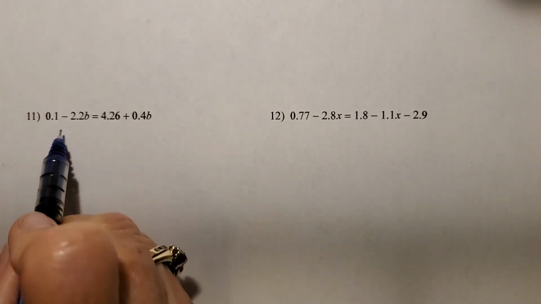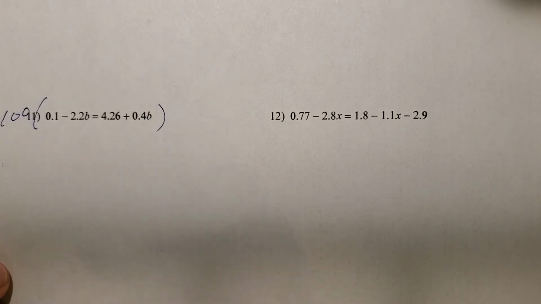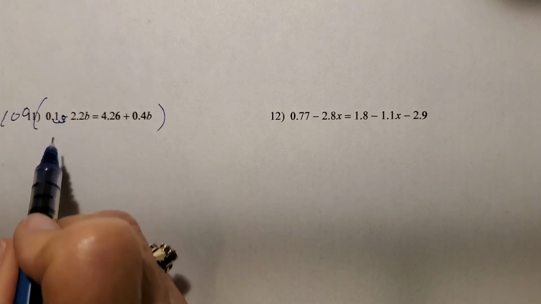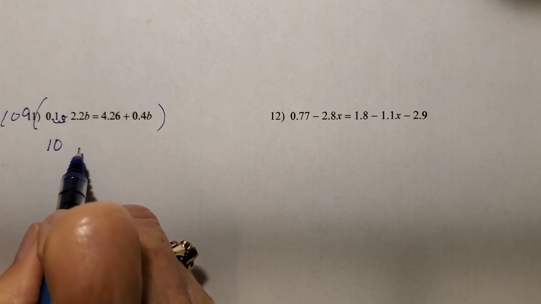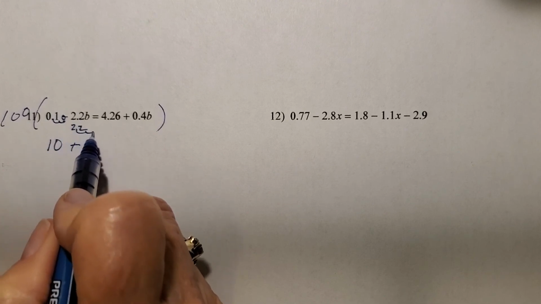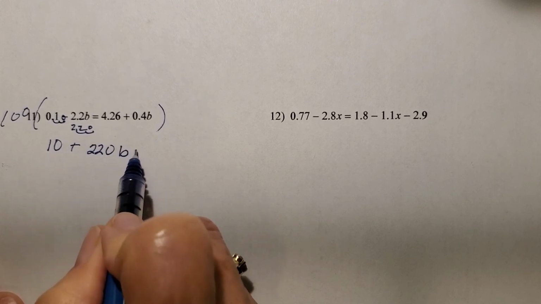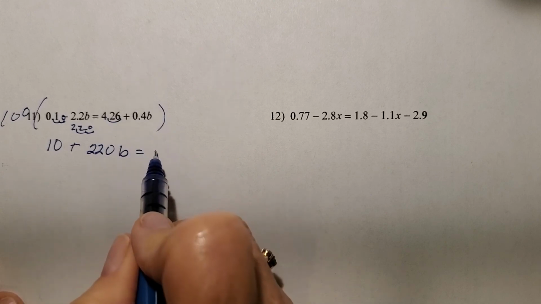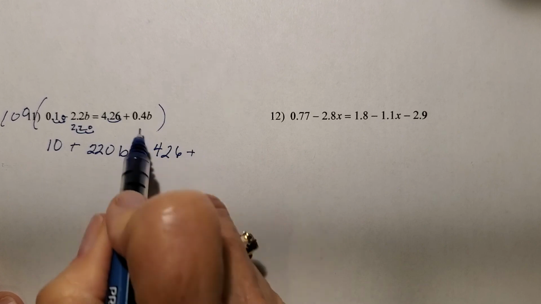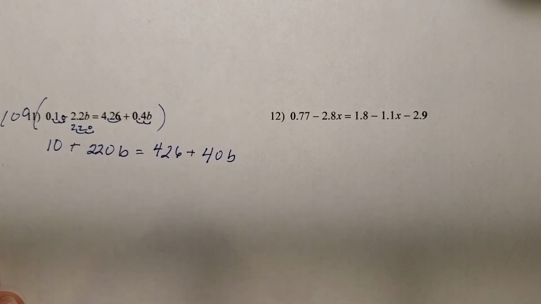Last one. 2 places after the decimal's the most. So again, we're multiplying by 100, which scoots every decimal 2 places. So this scoots over 2 places, we get 10. When you have 2.2 and it scoots over 2 places, we get 220b. Scoots over 2 places, we get 426. Scoots over 2 places, we get 40b.